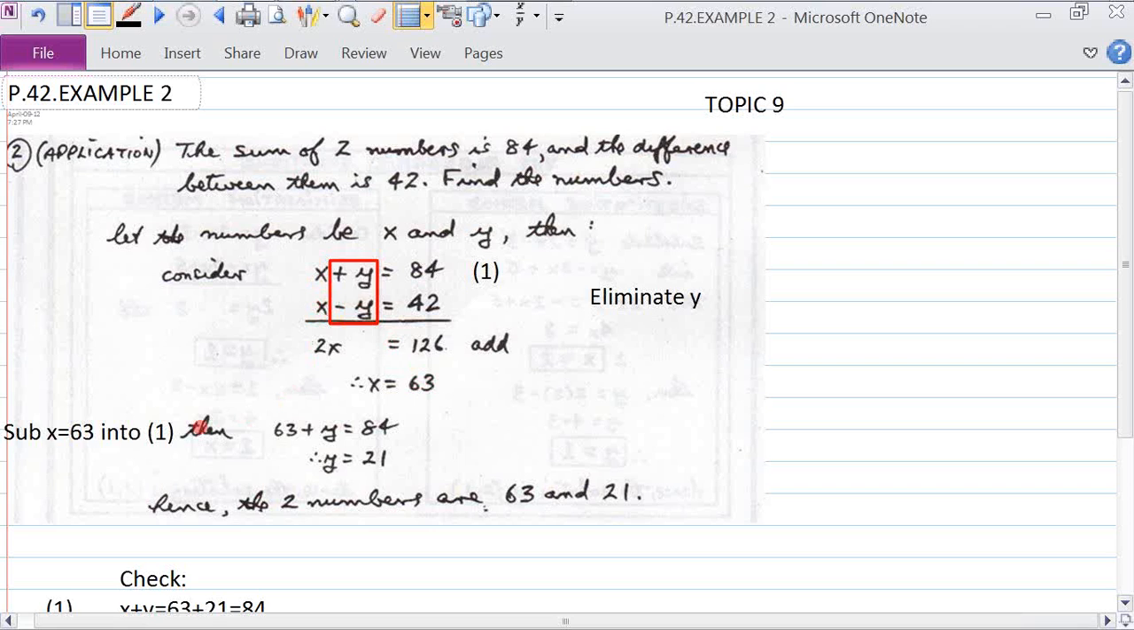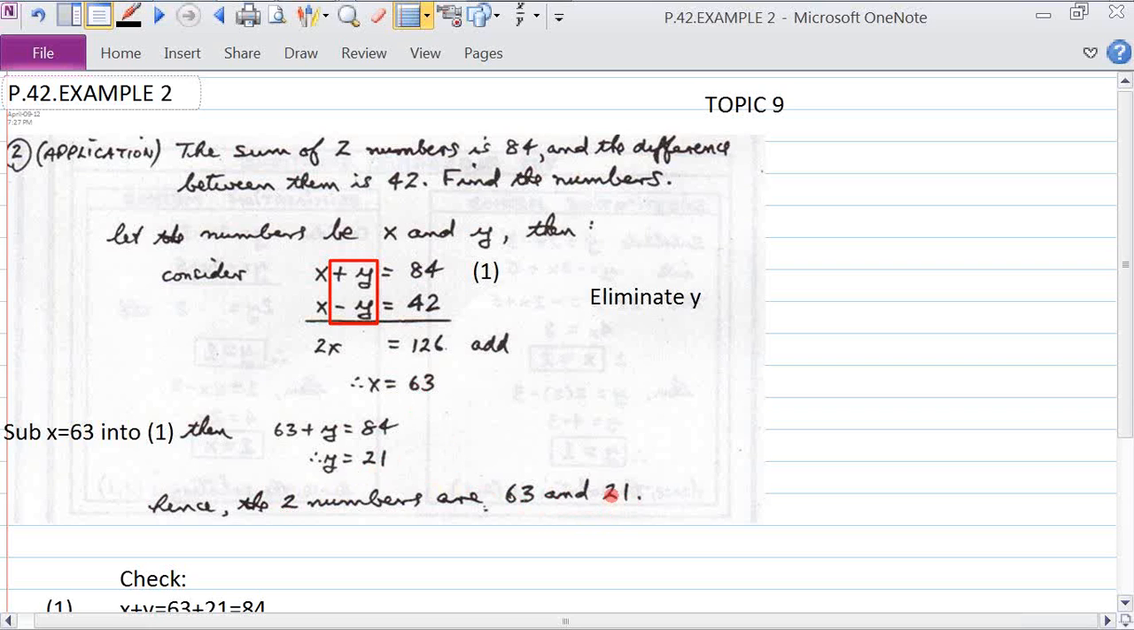Now I put it back, substitute the x equals 63 into 1, and I get 63 plus y equals 84. I transpose the 63 from the left to the right. It becomes minus. So 84 minus 63 is 21. So the two numbers must be 63 and 21.